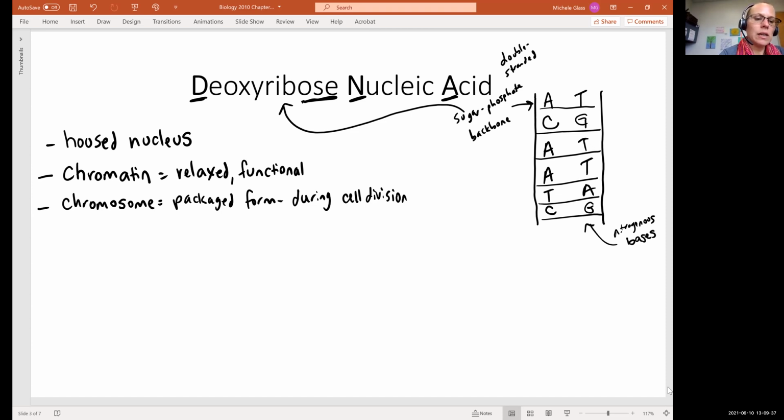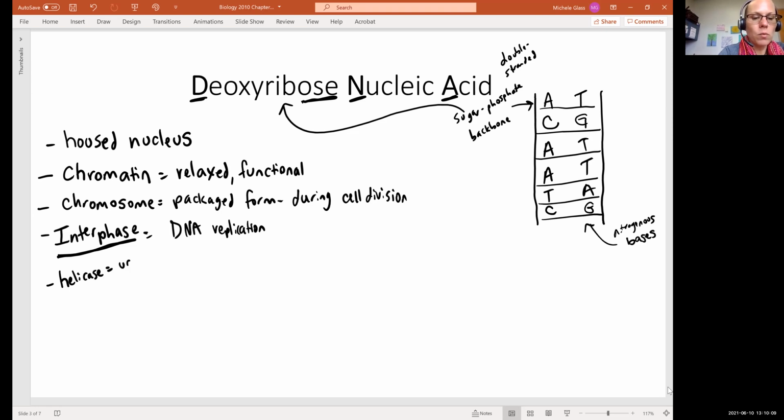Now what we'll see is during what we're going to call interphase, and we're going to talk more about this in the next video, we're going to get DNA replication. And the way that the DNA is replicated, it's going to involve some important enzymes. We don't have to know a whole lot of details, but we'll mention helicase as an enzyme that's going to unwind that double strand.